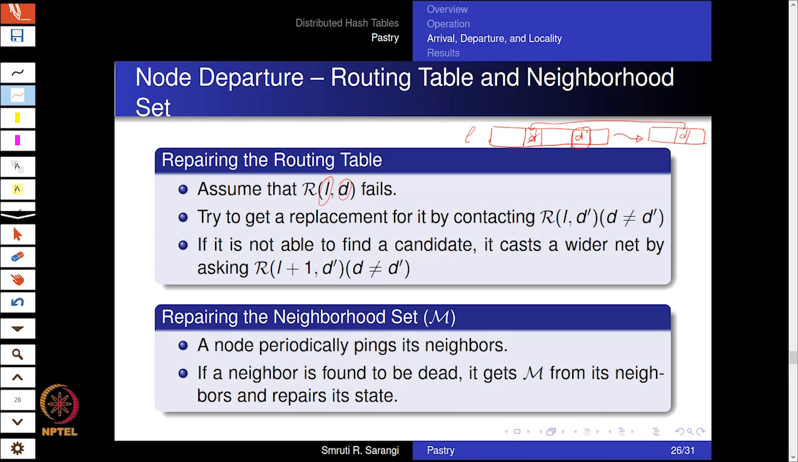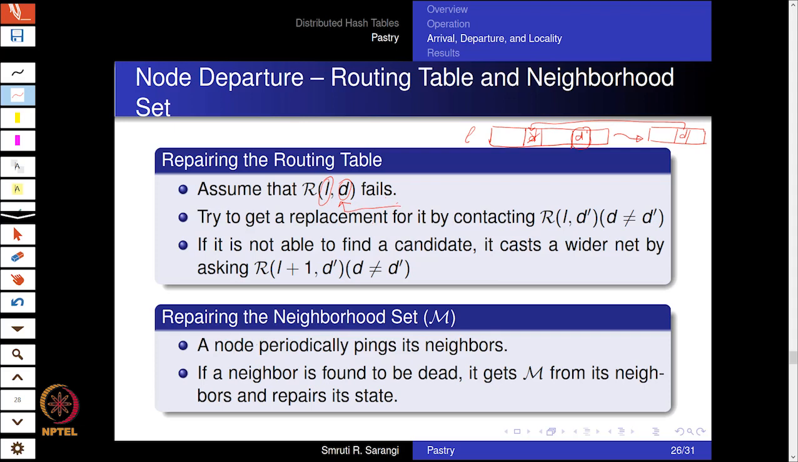If we are not able to find a candidate, then we cast a wider net. We start asking other servers with a higher degree of prefix match, not a lower degree, but a higher degree of prefix match. Essentially the message that is sent is that I had an entry at R[L][D], and that server has failed. Do you know of some other server whose first L digits are the same as your node ID, and the L plus 1th digit is equal to D, right? If those other servers have some record of some other node which has this property, they will send it and the routing table can be repaired.